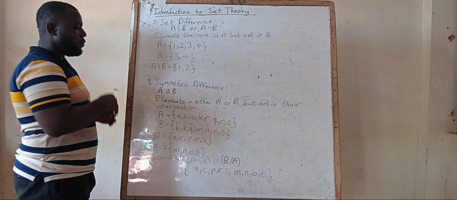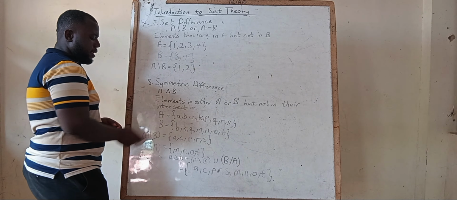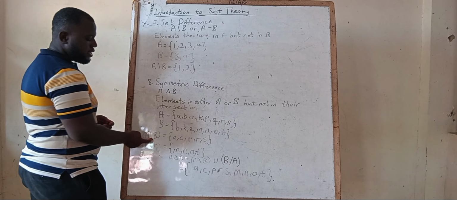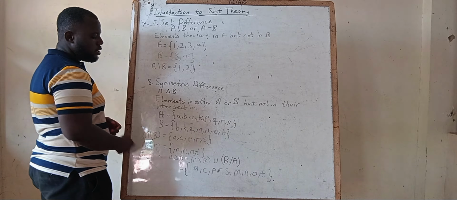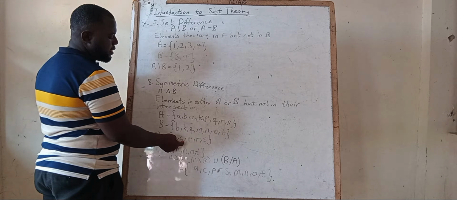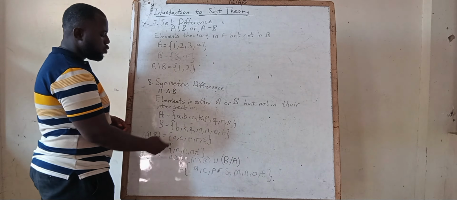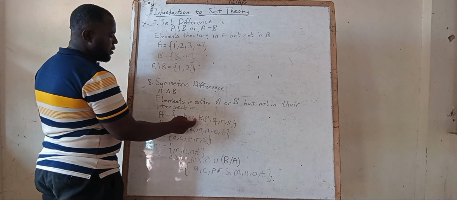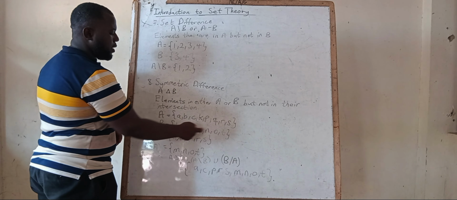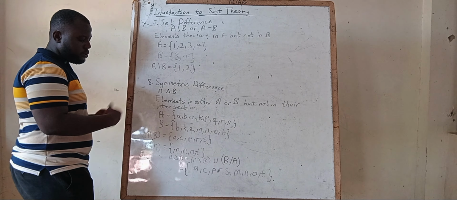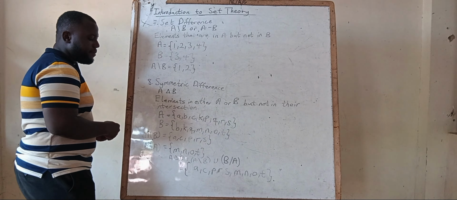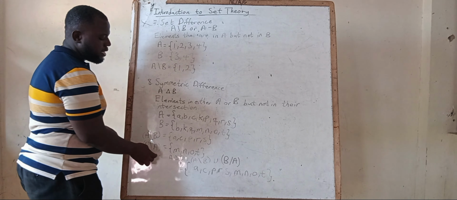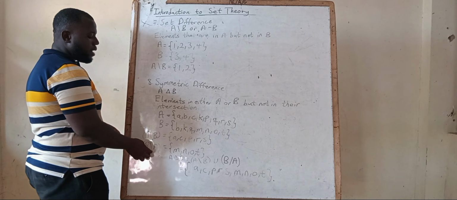So we find elements that are in A and not in B, which is denoted by A backslash B. When you find it, you get A, C, P, R, and S. You can find them in A, but you can't find them in B. When you are done, you also find elements in B that cannot be found in A, which is denoted by B backslash A.